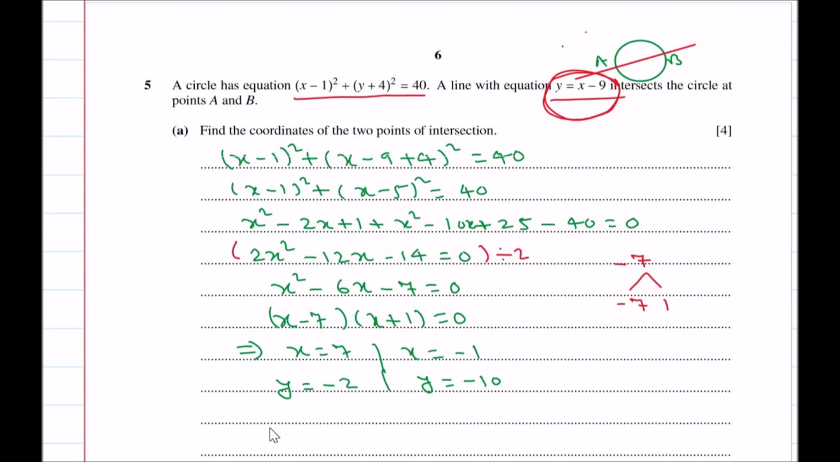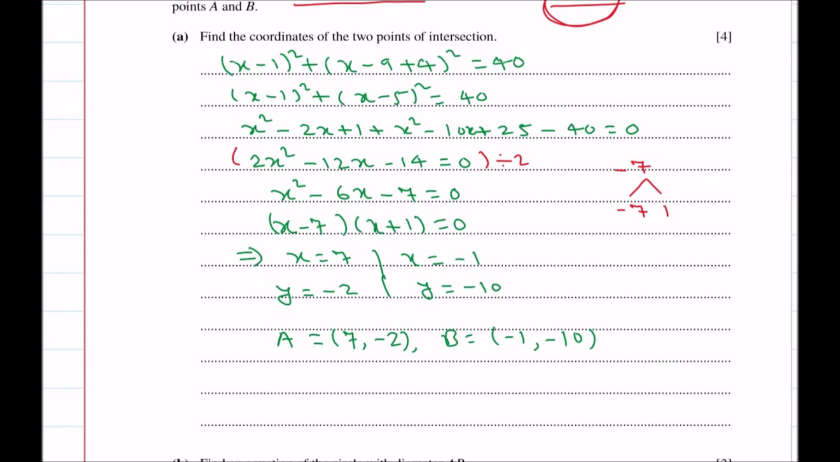So we'll write A equal to (7, minus 2) and B equal to (minus 1, minus 10). And that is our answer. Okay. So we can highlight our answer here. Okay. So A and B coordinates we found.